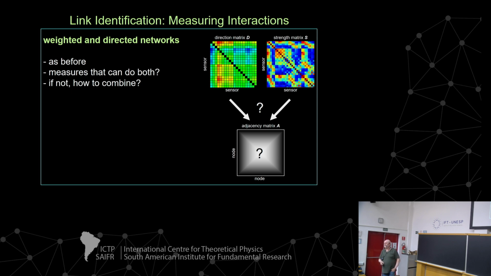Good. This is the holy grail where everybody wants to go, namely weighted and directed networks. What you have then is an interaction matrix and a directionality matrix. That needs to be combined into an adjacency matrix, and then you need to characterize that. And if you look into the literature on graph theory for weighted and directed graphs, you mostly find nothing.